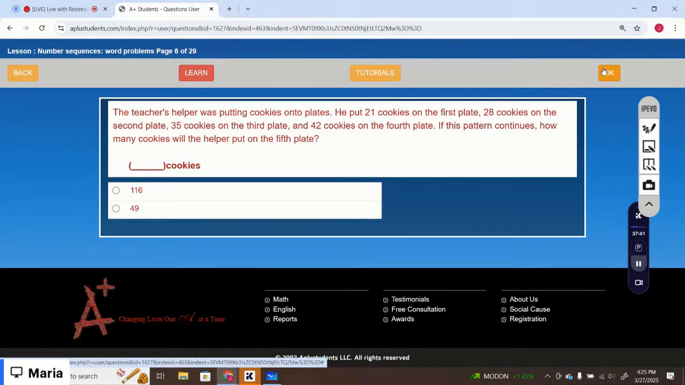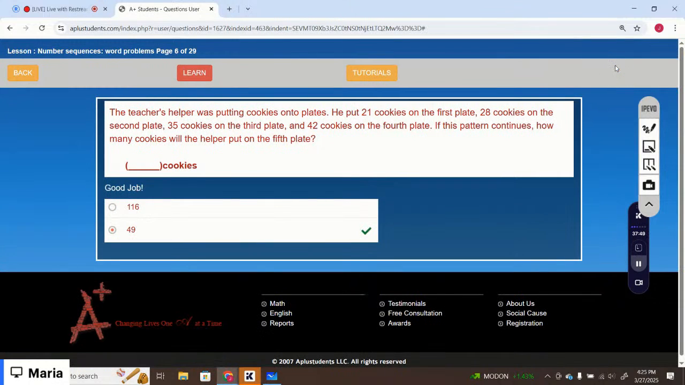The next one is 49. That means on the fifth plate, there would be 49 cookies. Option number 2 is the correct option.